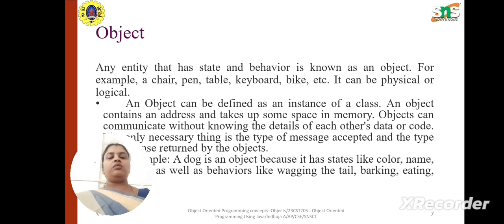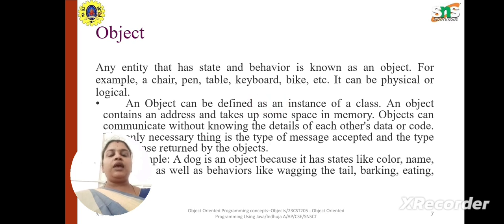So what is an object? Any entity that has state and behavior is known as an object. For example, a chair, a pen, a table, a keyboard, a bike, etc. These are all considered objects of the real world. I'm taking these examples to make it clear to you. It can be physical or logical.